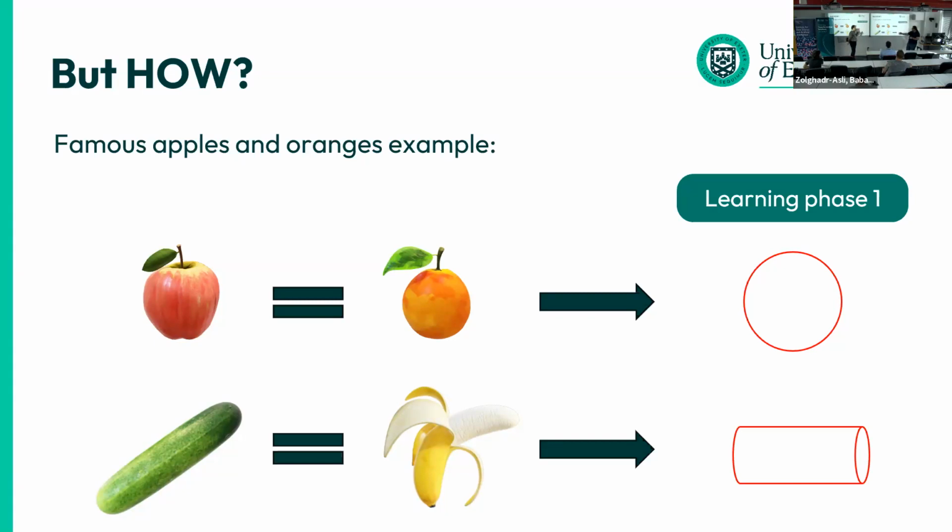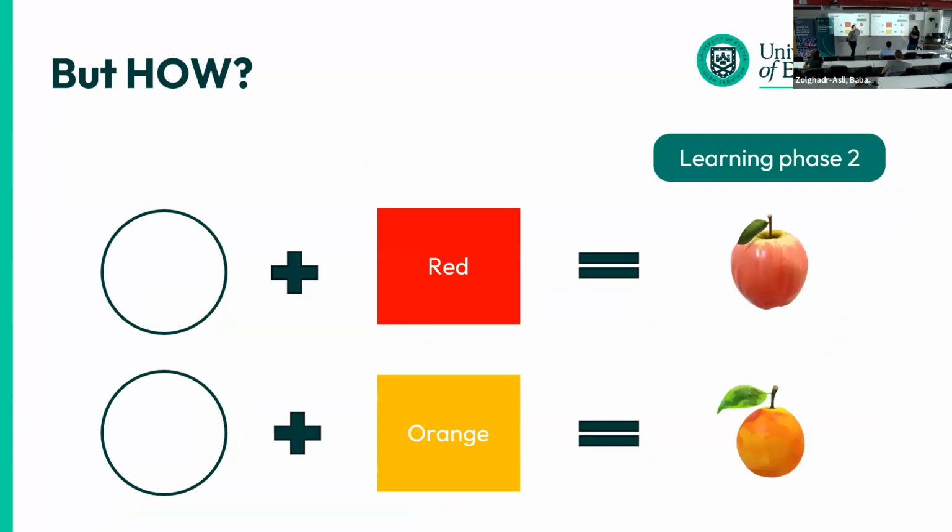Then I look at the cucumbers and bananas. I say yes, it's a cylindrical shape, it's tube-like. So I memorize the shape again. I go to the next learning phase. If the shape is round and it is red, it is an apple. I memorized it. If it is round and the color is orange, the fruit is an orange. I learn about the fruits with Milad, who is my father.